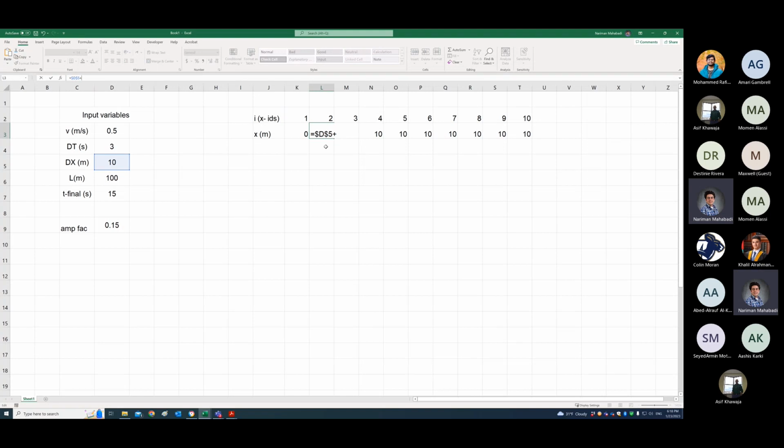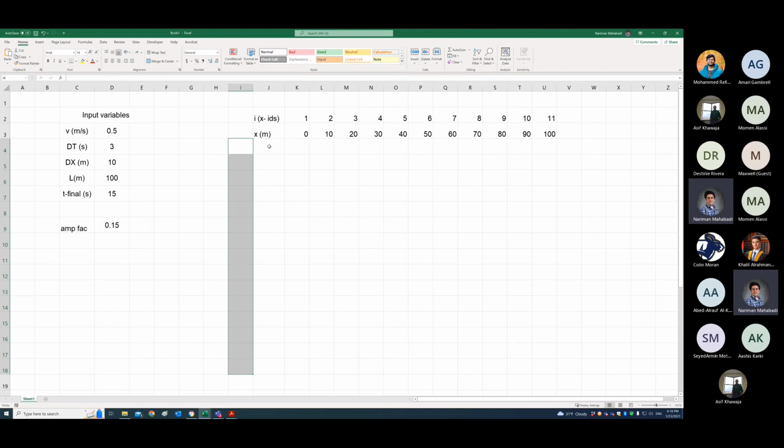So the delta x plus the previous time step. In this case, we are increasing x, and you can go on to the 100, which is my last point of 100 meter of length. And we need actually 11 grid points in terms of the x. Okay, and discretize everything in space.